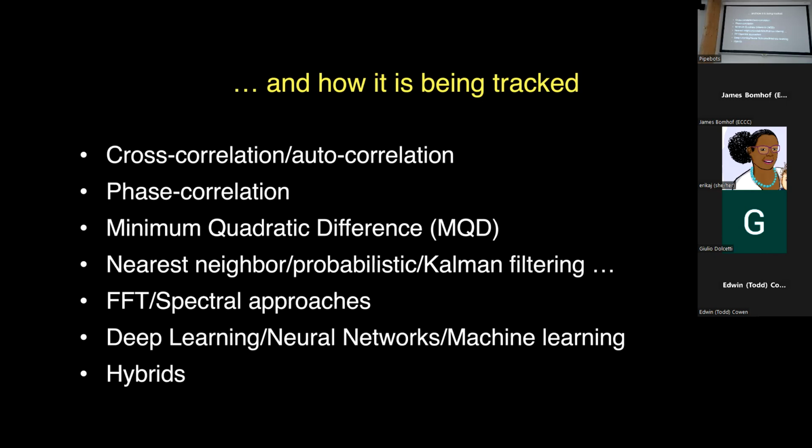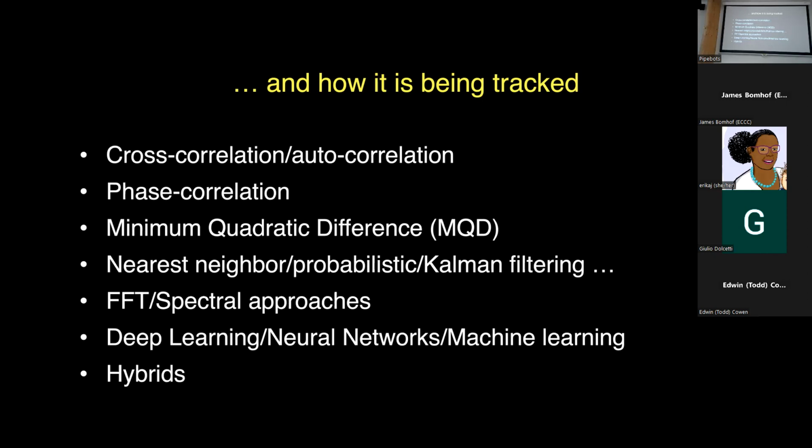But if you're into particle tracking, then you're looking at how do you actually track individual particles. You may get into nearest neighbor algorithms or probabilistic approaches, Kalman filtering, as Erica and Giulio have shown us, FFT and spectral approaches, really valuable for extracting things in phase spaces, particularly if you're trying to get at the dispersion relationship and other aspects of trying to track surface features.